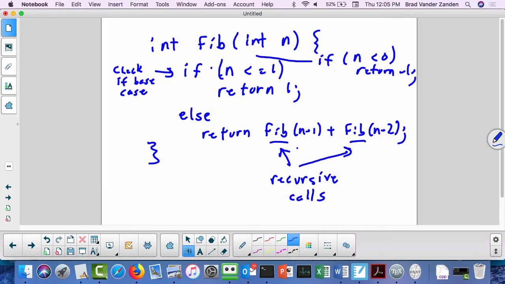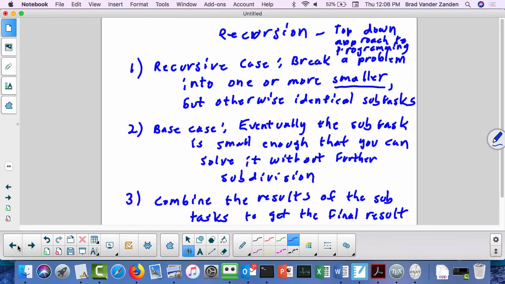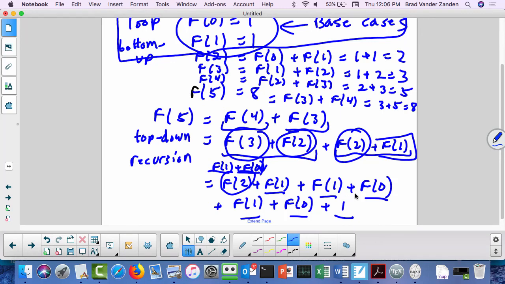For those of you who don't know it, the Fibonacci number fib of n is roughly equal to 1.6 to the n power, which is exponential. So if you're not careful, you'll end up with an exponential number of calls for your recursive case. So in this particular case, using the loop and the bottom-up approach is a lot more efficient than doing the recursive approach top-down.